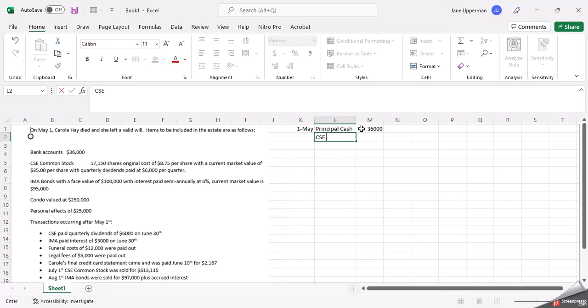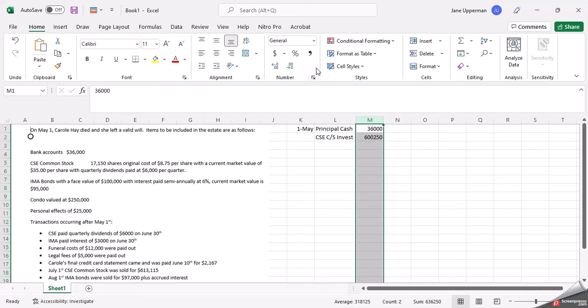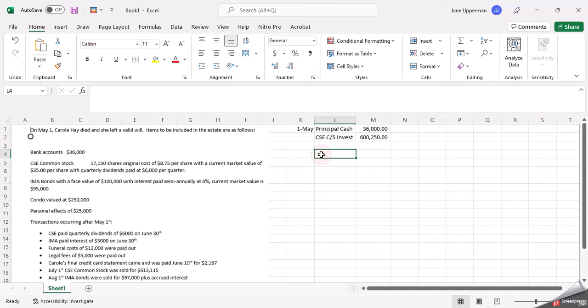We value the stock at the date of death. So her common stock investment. She has 17,150 shares. We don't care about the cost. We care about what the market value is. So then 17,150 times the $35 market value. That's the value at the date of death. So we'll go ahead and make those numbers.